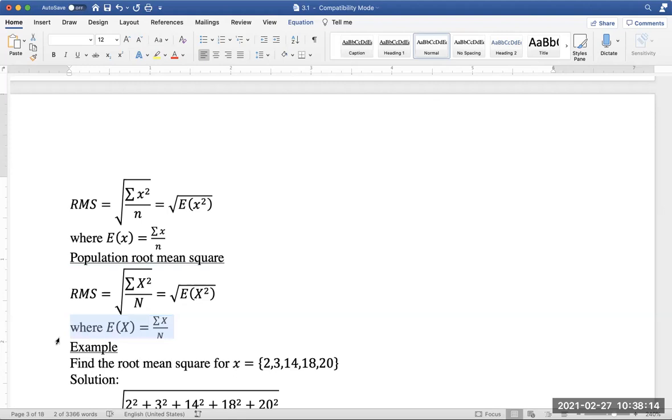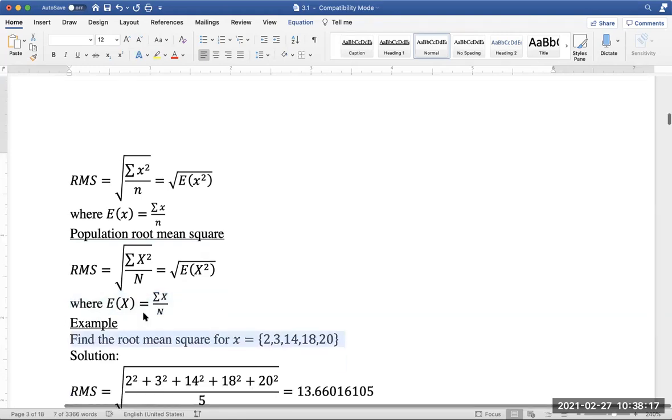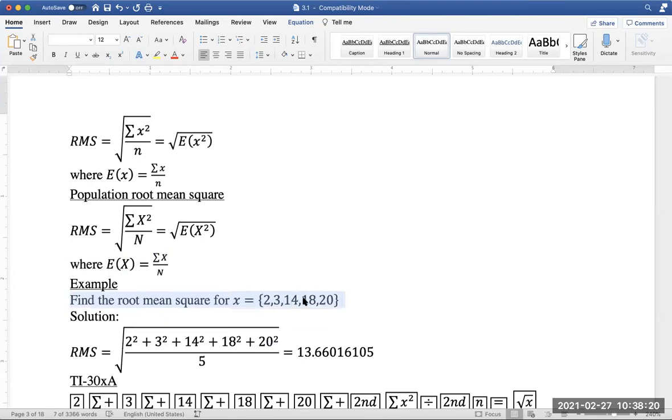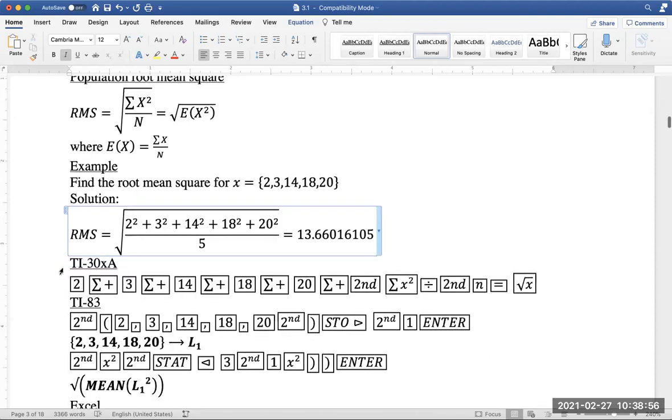So let's find the root mean square of the following set of data: 2, 3, 14, 18, 20. So the root mean square is the square root of 2 squared plus 3 squared plus 14 squared plus 18 squared plus 20 squared divided by, well, there are 1, 2, 3, 4, 5 numbers. I'll divide by 5 and then take the square root. 13.66016105.